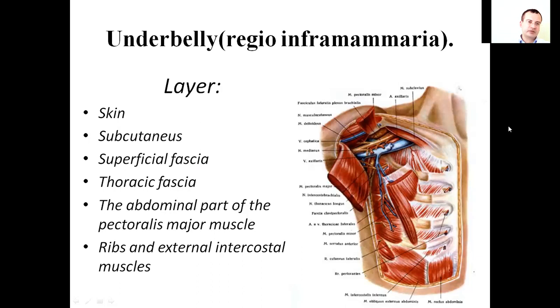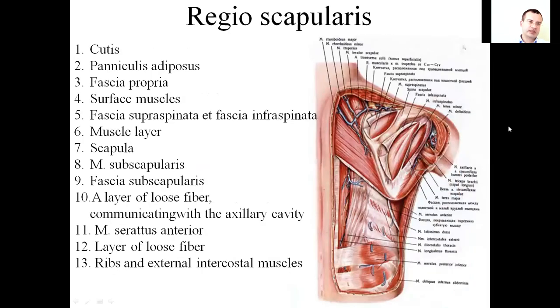Regio inflammaria. Layers: skin, subcutaneous tissue, superficial fascia, thoracic fascia, the abdominal part of the pectoralis major muscle, ribs, and external intercostal muscles. Regio scapularis: cutis, panniculus adiposus, fascia propria, surface muscles, fascia supraspinata et fascia infraspinata, muscle layer, scapula, subscapularis muscle, subscapularis fascia, a layer of loose fiber communicating with the axillary cavity, serratus anterior muscle, layer of loose fiber, ribs, and external intercostal muscles.